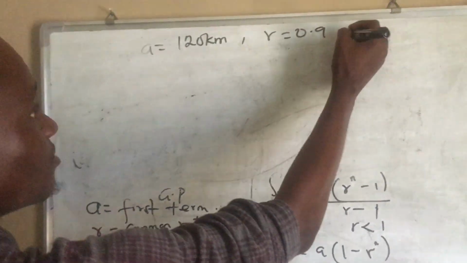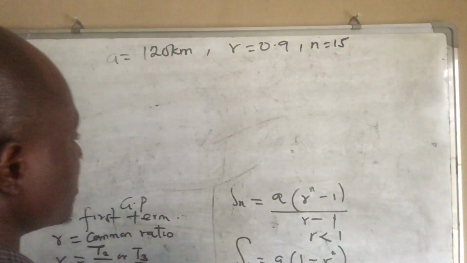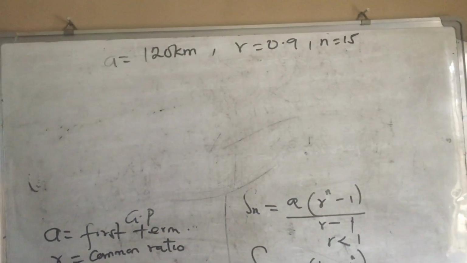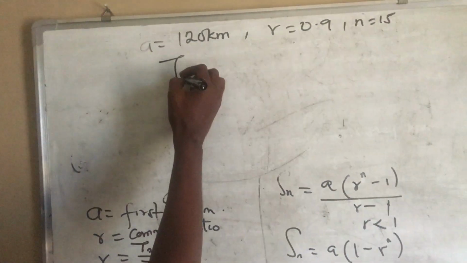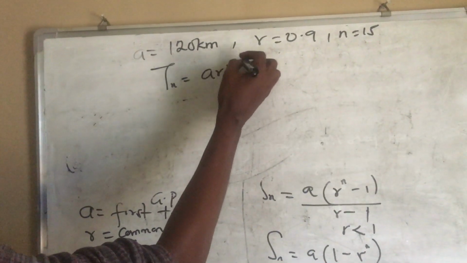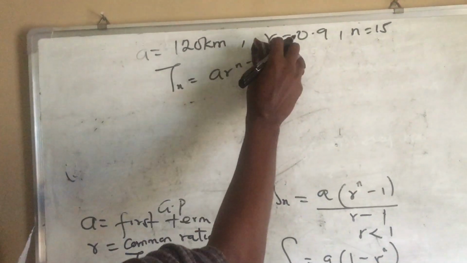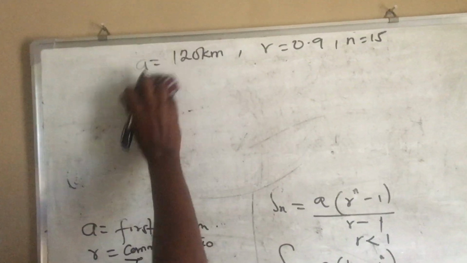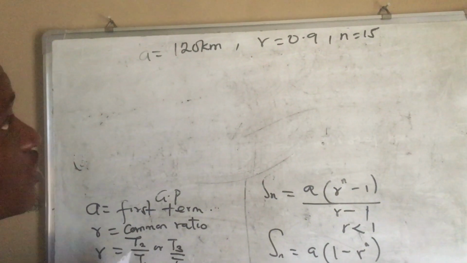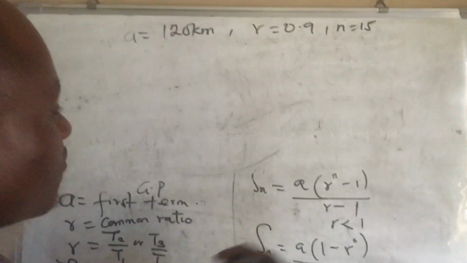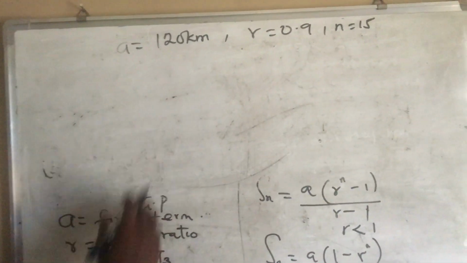Now the question says, how far do they ride in total? That means in total, in the whole 15 days, what is the distance that the cyclist will cover? Tn equals AR raised to the power n minus 1 is our formula for the last term. But in the whole 15 days, we need to use the sum of terms for the whole 15 days.